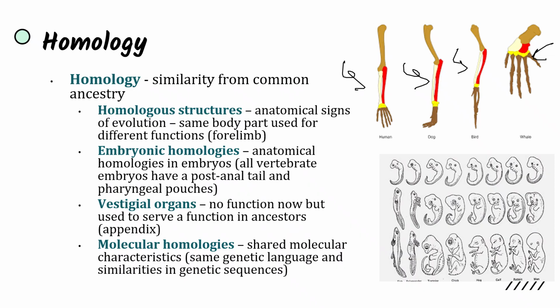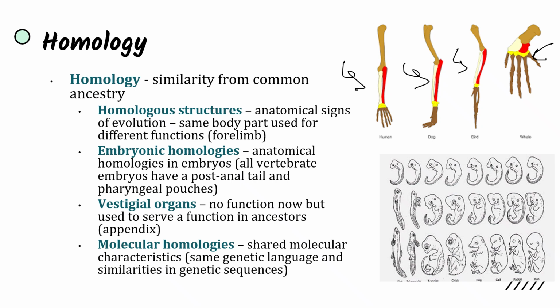There are also embryonic homologies, which are anatomical structures in embryos that all or many species share, such as all vertebrates, so all creatures with backbones, all of those embryos have a postanal tail and pharyngeal pouches. And so we can see that there's been evolution from a common ancestor. So starting from a common ancestor, different species have evolved. There's been change over time. So even though there are all these species now, they all share similar structures due to homology.